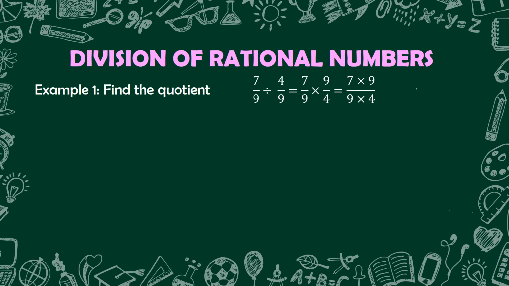Here, we can use the cancellation method. So, 9 and 9 have common factor 9. So, divide both of them by 9. We will have 1. 7 times 1 is equal to 7. And 1 times 4 is equal to 4. How many 4 do we have in 7? That is 1. Then 7 minus 4 is 3. So our final answer is 1 and 3 over 4.